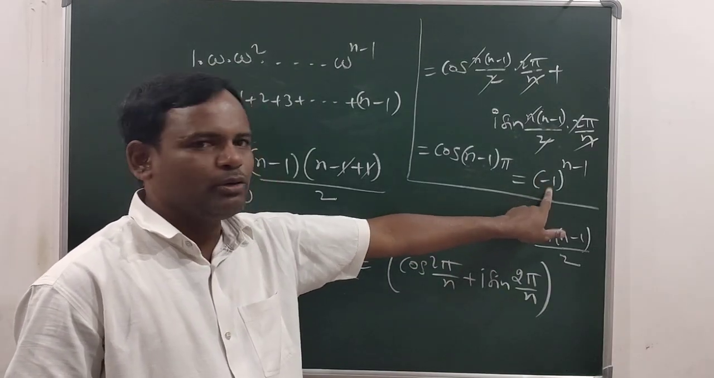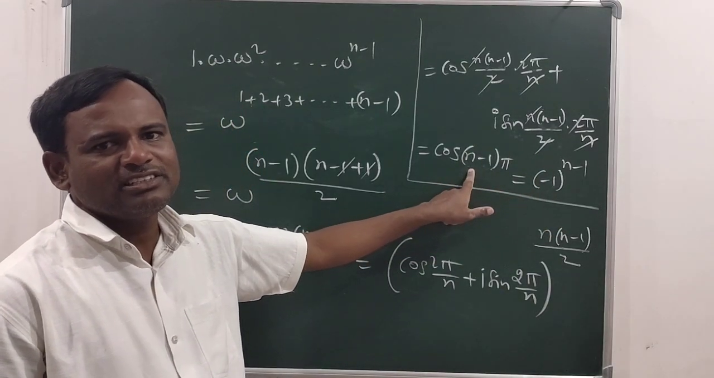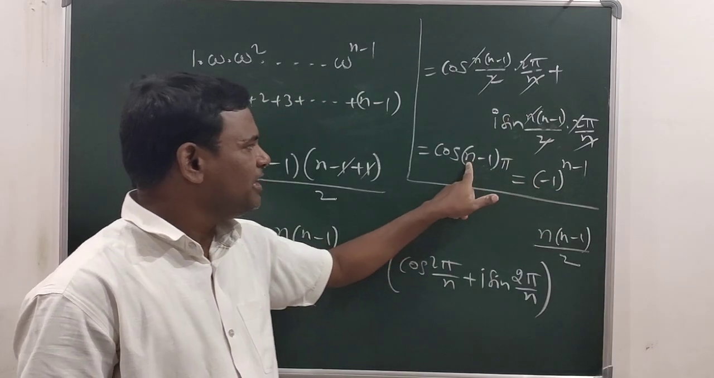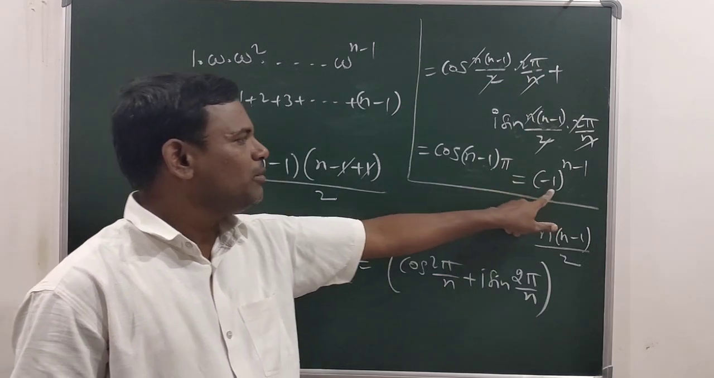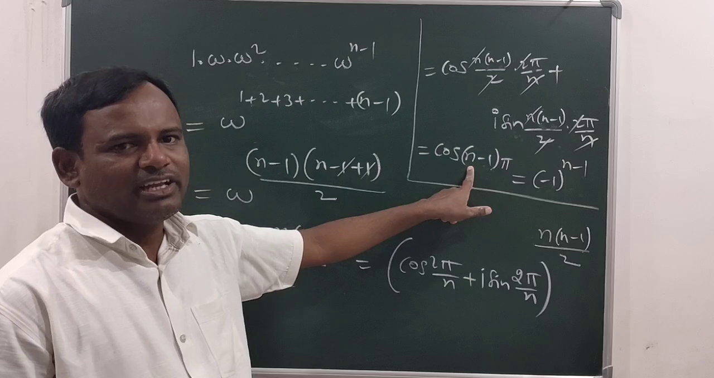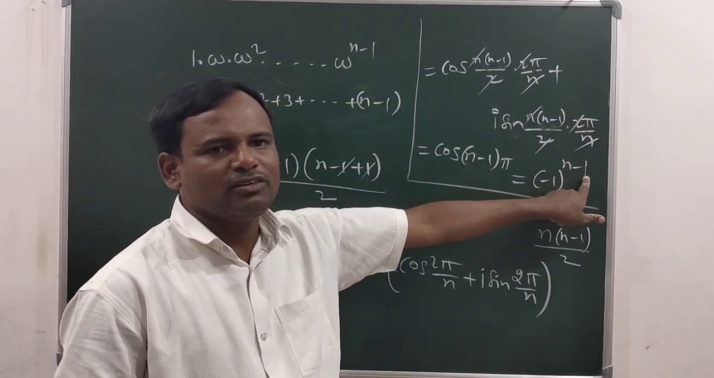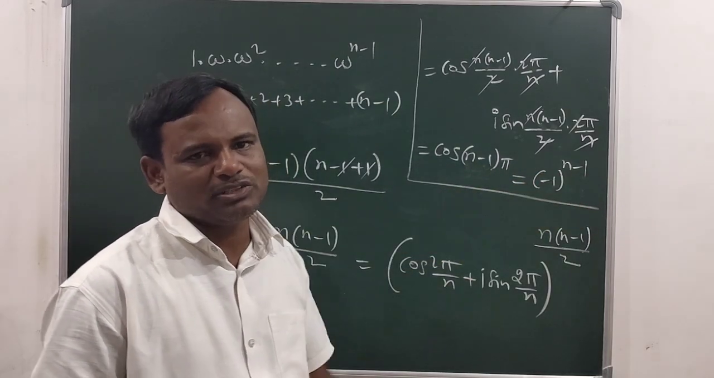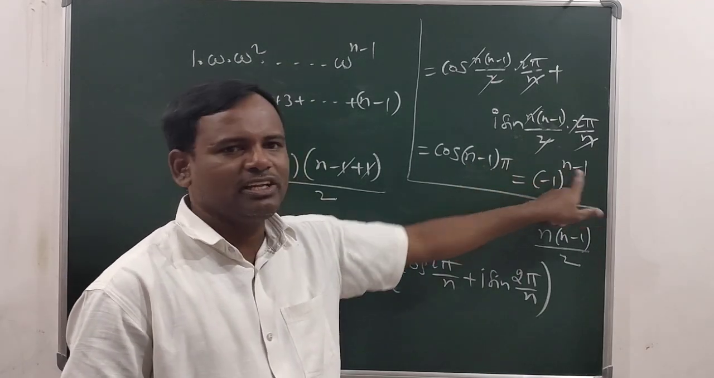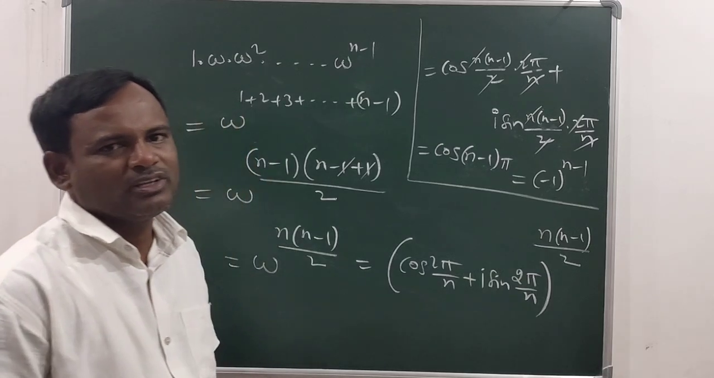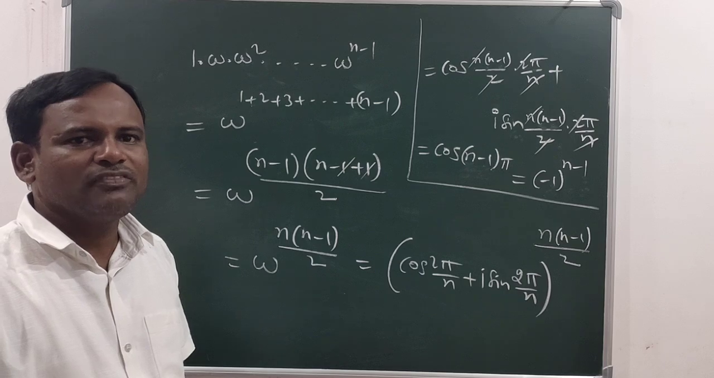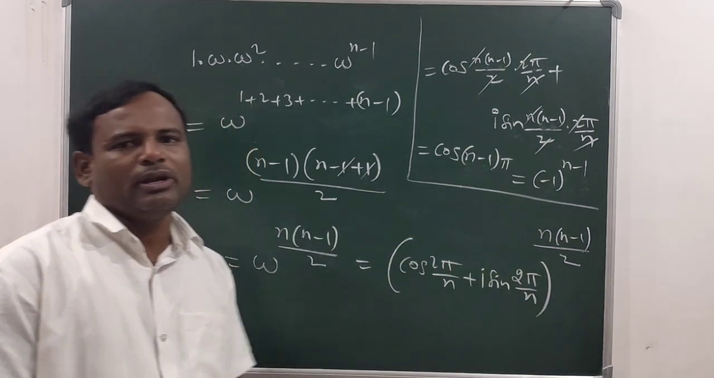Whether it is positive or negative will be based on n. If n is even, then this will be minus 1. If n is odd, then this will be positive. Take n as 5: 5 minus 1 is 4, an even number, which becomes positive. If n is even, 4, then 4 minus 1 is 3, and you will get minus 1. What is the product of all the roots of the nth root of unity? Minus 1 whole power n minus 1.